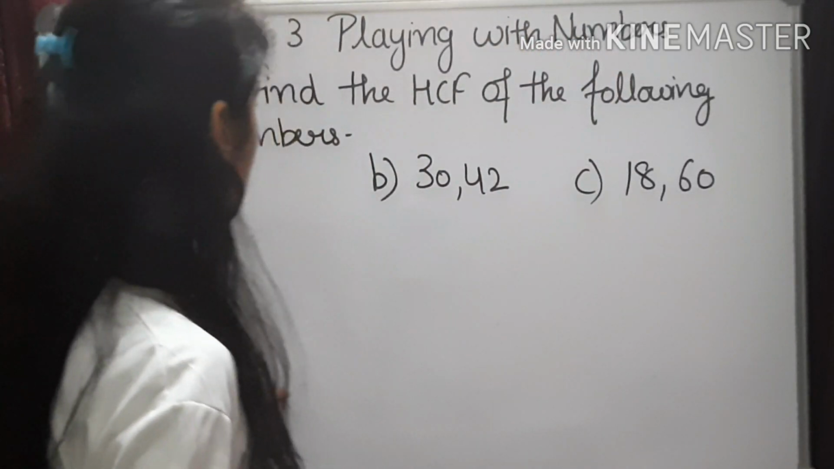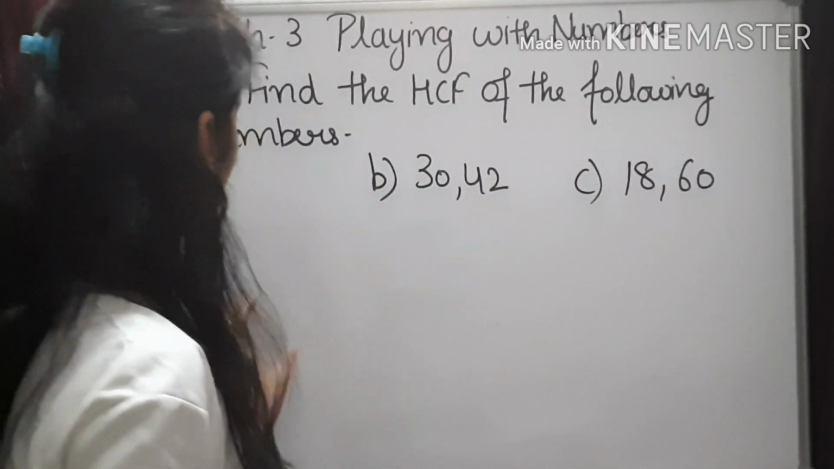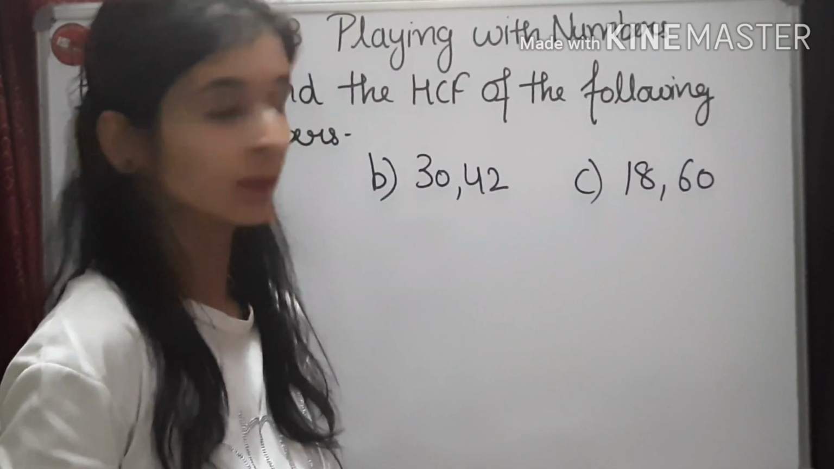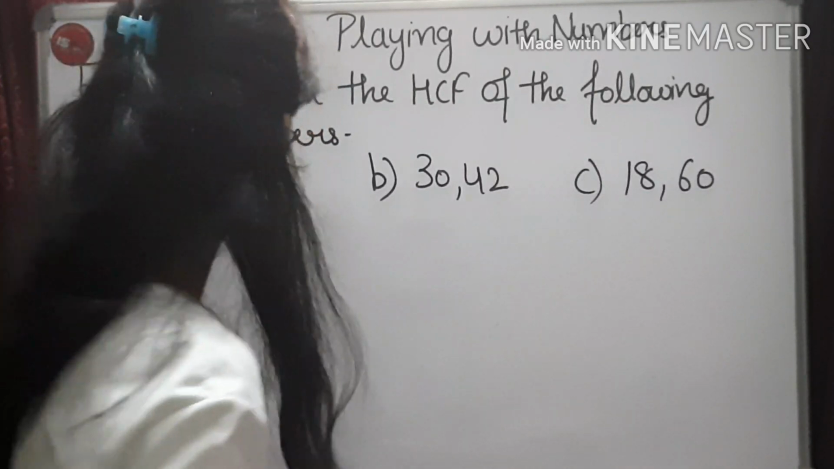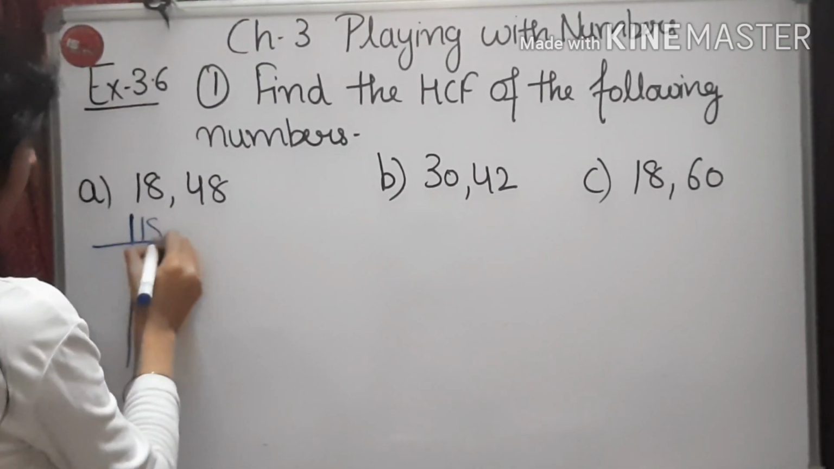And the first question is, find the HCF of the following numbers. Here we have been given two numbers and we have to find out the HCF. So I am going to follow the prime factorization method here. So first of all, I will do the prime factorization of 18.